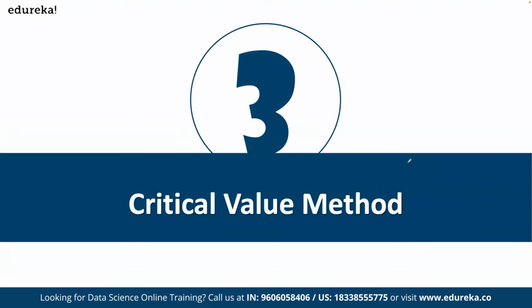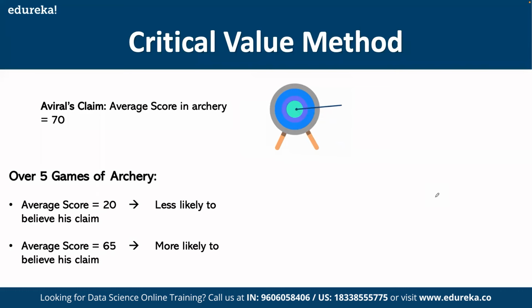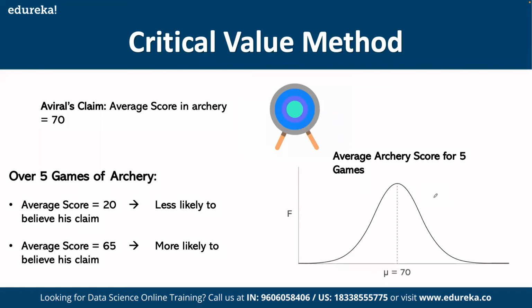Now that you have understood the null hypothesis and the alternate hypothesis, let's understand what is meant by the critical value method. Let's take up a scenario. We've got Aviral, and Aviral's claim is that the average accuracy in archery is 70. Now, over 5 games of archery, this is how the data is. Say the average score is 20. If the average score is 20, then it is less likely to believe this claim. If the average score is 65, it is more likely to believe his claim because this is much closer to the value of 70. So we have a claim that is 70.